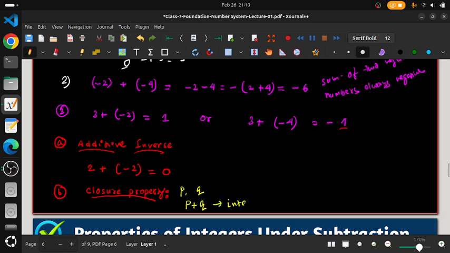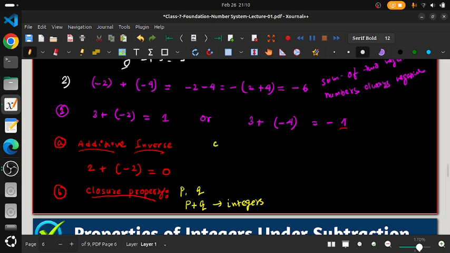Any two integers if we add, the result will always be an integer. So this is an obvious property; this kind of property we call the closure property. P is an integer, q is also an integer, and their sum will also always be an integer, right?